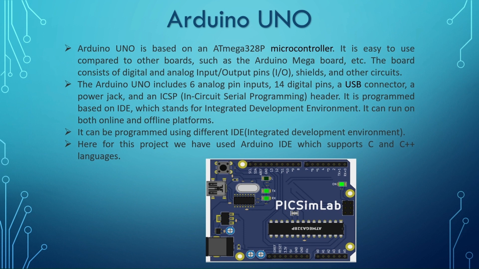Now next is Arduino Uno. Arduino Uno is based on an ATmega328P microcontroller. It is easy to use compared to other boards such as the Arduino Mega board, etc. The board consists of digital and analog input-output pins, shields, and other circuits. The Arduino Uno includes 6 analog pin inputs, 14 digital pins, a USB connector, a power jack, and an ICSP header. It is programmed based on IDE, which stands for Integrated Development Environment.